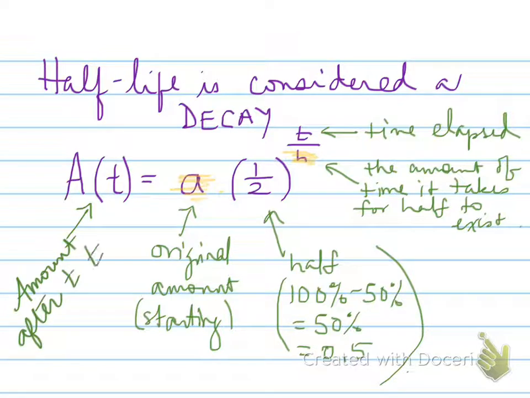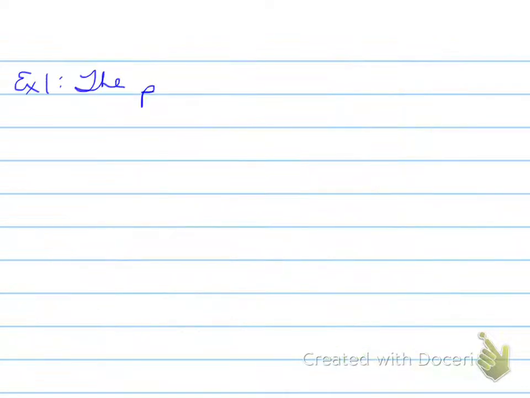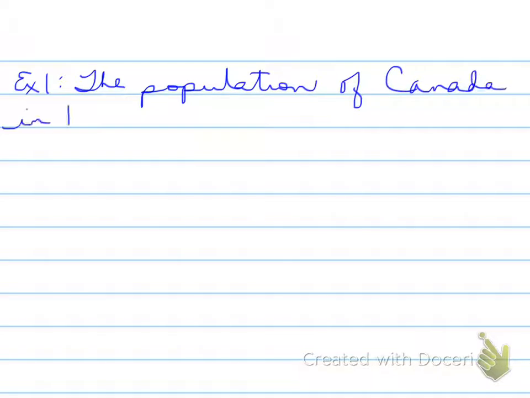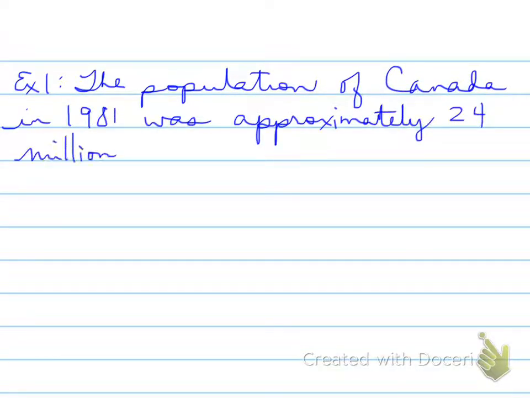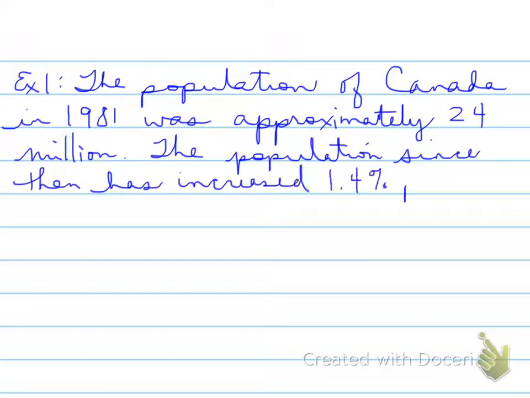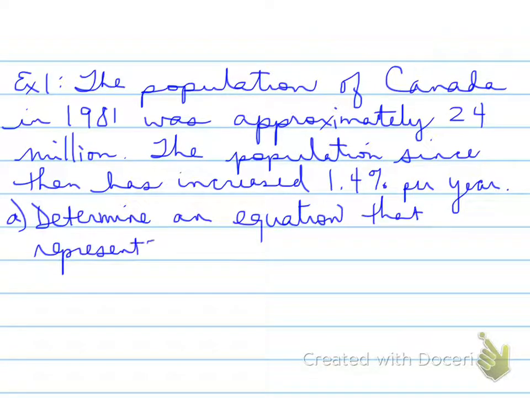And again, the last one, A at T, is the amount after T time. So these are all the explanations of each piece of the equation. Example 1. The population of Canada in 1981 was approximately 24 million people. The population since then has increased 1.4% per year. Determine an equation that represents this data. So, let's bring out an equation.